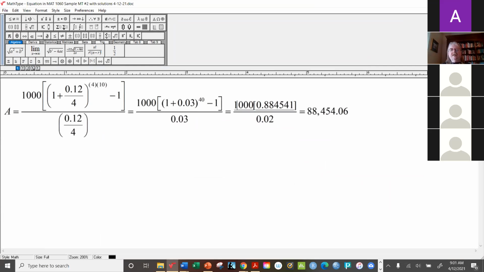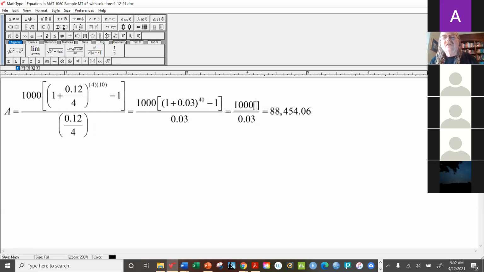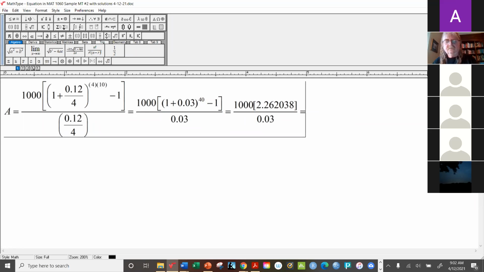1,000. Down here I have 3. (1.03) raised to the 40th minus 1. Oh, wait a minute, something's not right. 1.03 raised to the 40th minus 1. Ooh, well, that's a big number. I couldn't believe it when I saw this. 2.262038. Oh my God. All right, well, let's see what that turns out to be. Okay. Yeah, 75,401.26. That's perfect.